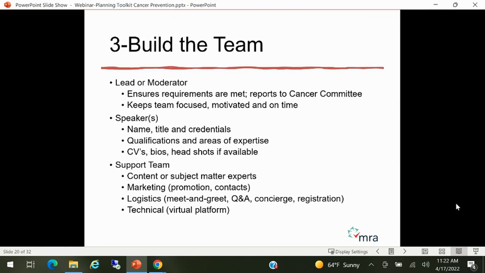In step number 3, you're going to build the team. By now, you probably already have a lead or a moderator, but this person should be charged with making sure the requirements are met. They should be reporting out to the cancer committee and helping the team to stay focused, motivated, and on time.